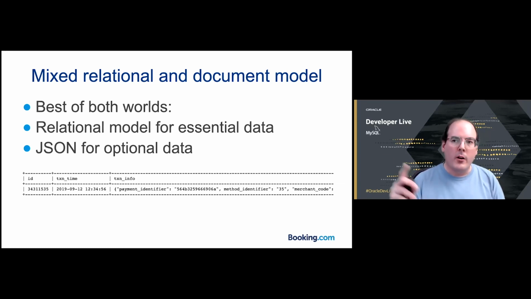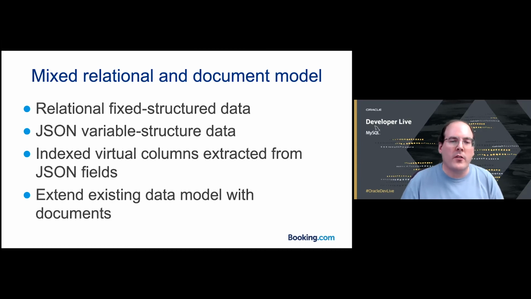And then over here, you can have the transaction information and the payment identifier in this case, and all that other kind of thing. And some of this is quite variable, and it varies by which payment provider you're using. So in this case, we've got the relational model for the essential data and the stuff you want to index and so on, and the JSON for kind of optional data.